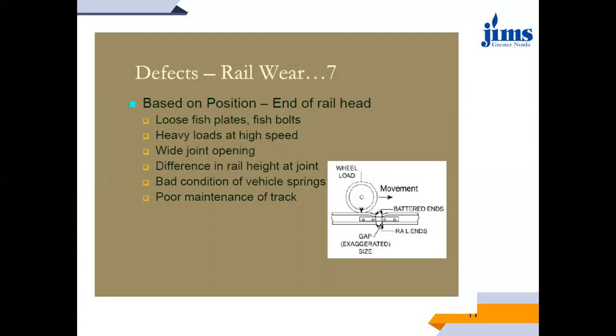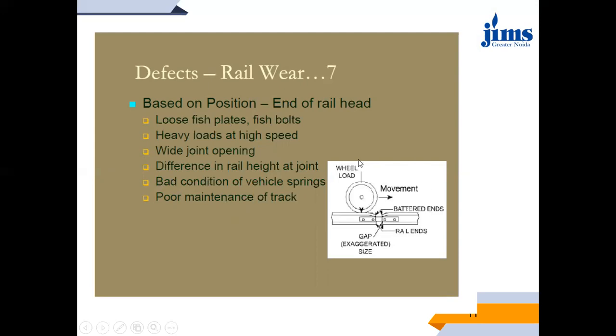The wheel will strike at the end of the rails with a greater impact. Then widening of the joint, if it has taken place, then also the ends will be affected. Then whenever there is a difference in rail height at a joint, even if it is slightly different, then the battering action will be increased. Then bad condition of vehicle springs is also responsible for causing rail wear at the end of the railhead. Then poor maintenance of track is one of the reasons which can lead to rail wear at the end of the railhead.